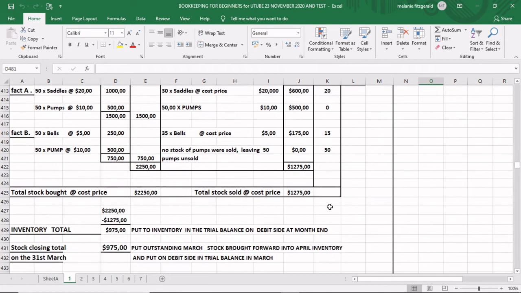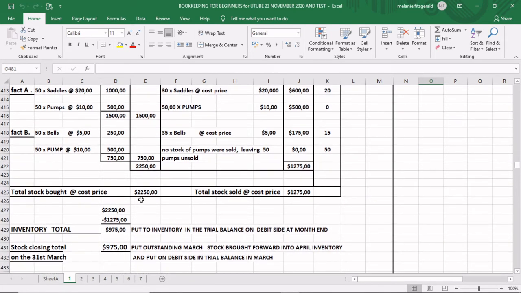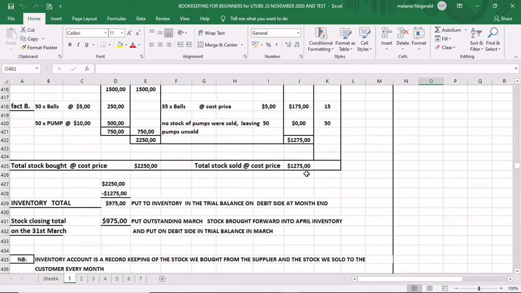All right. So the total stock bought at cost price was $2,250, and the total stock sold at cost price was $1,275. We take this amount and we subtract it from the stock bought. So there it is, 2,250 minus the 1,275 leaves us with $975. That's left. That's the stock we still got in the storeroom. We put that to the inventory in the trial balance on the debit side at month end.